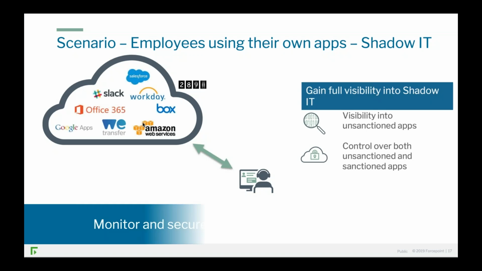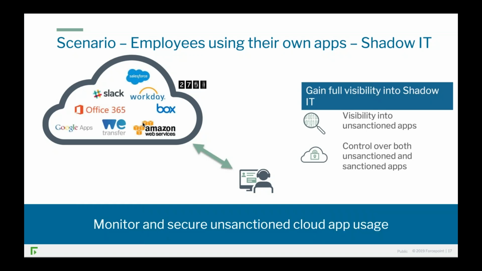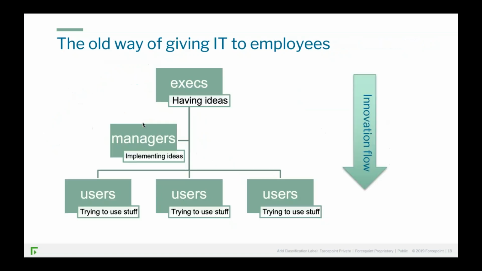So problem number one, shadow IT, employees using their own cloud applications. Well, the old way of giving people IT, you remember when the internet barely existed? It was relatively slow, and there wasn't an awful lot on it, apart from a bit of Flash. Well, the executives had all the ideas. They were the ones that went to the big conferences and bought the Siebel and the SAP and the Oracle and all the other big applications that took a long time to implement, the ERP systems.